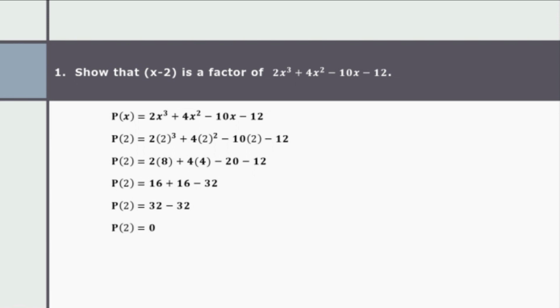So in here, we prove that x minus 2 is a factor of 2x raised to 3 plus 4x raised to 2 minus 10x minus 12, because the remainder is equal to 0.